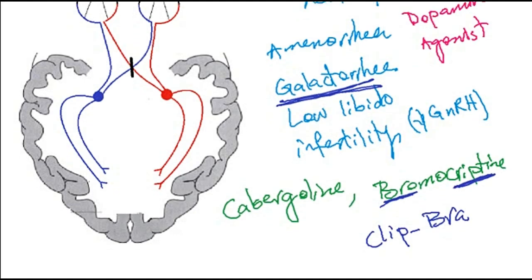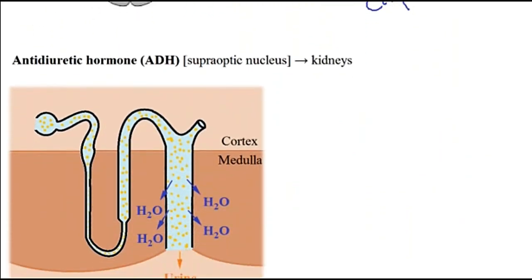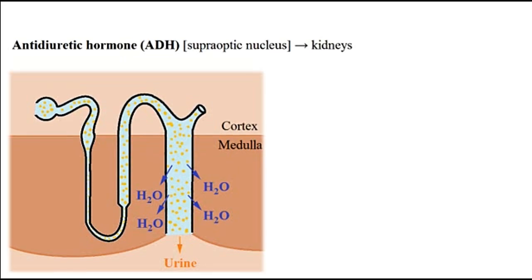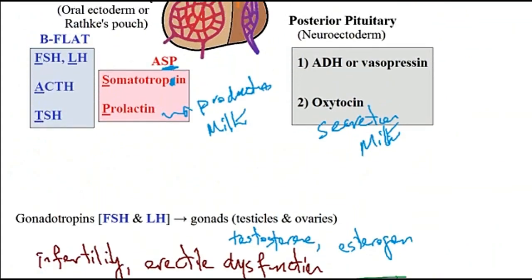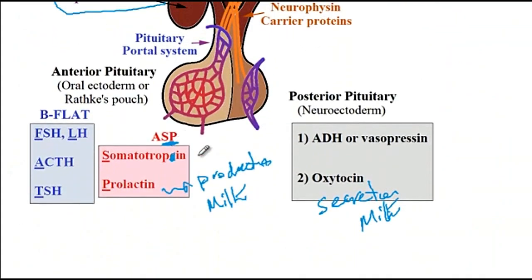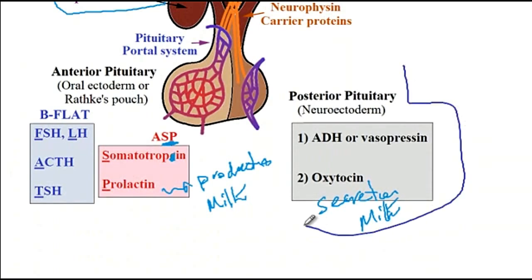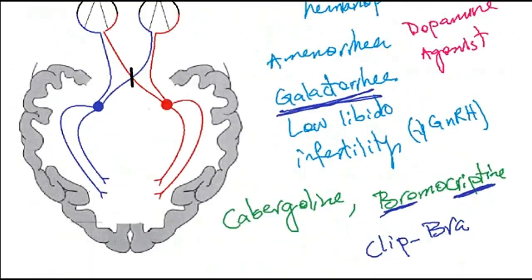The next hormone is the antidiuretic hormone, which is produced by the posterior pituitary gland. So now that we are done with both the basophilic as well as acidophilic cells of the anterior pituitary, next I would like to move on to the posterior pituitary gland. So the first hormone is antidiuretic hormone, also known as vasopressin.